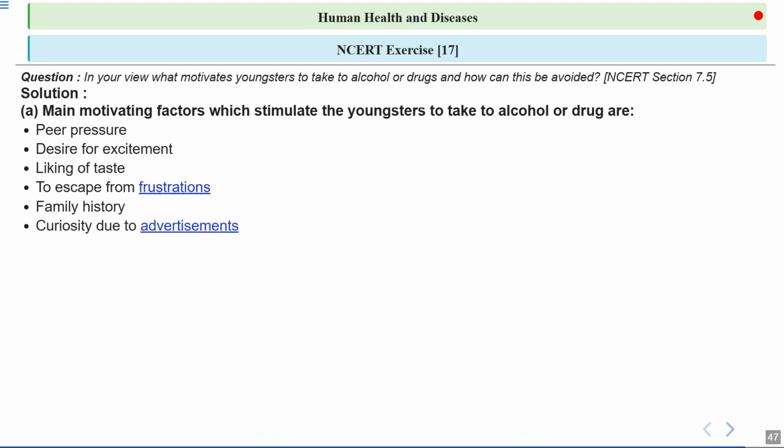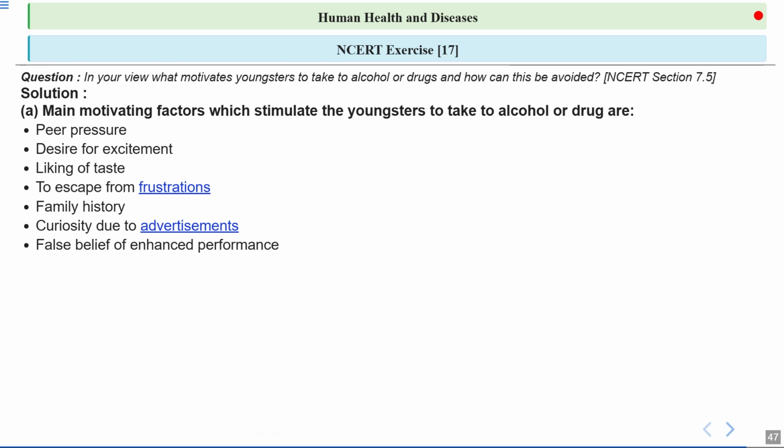Next one, curiosity due to advertisement. Ads can make alcohol or drugs look attractive or glamorous, which can spark curiosity in young people to try them. The next one is false beliefs of enhanced performance. Sometimes these drugs give you a feeling of pleasure and energy, but these are false beliefs.